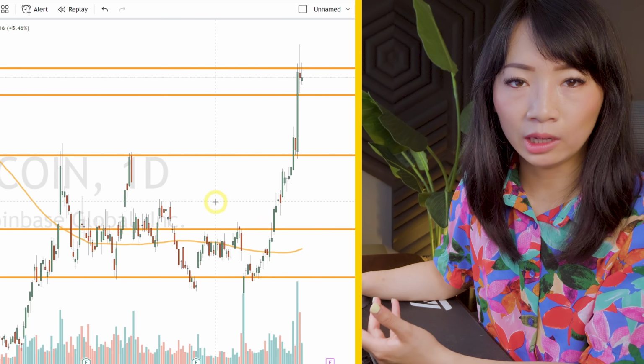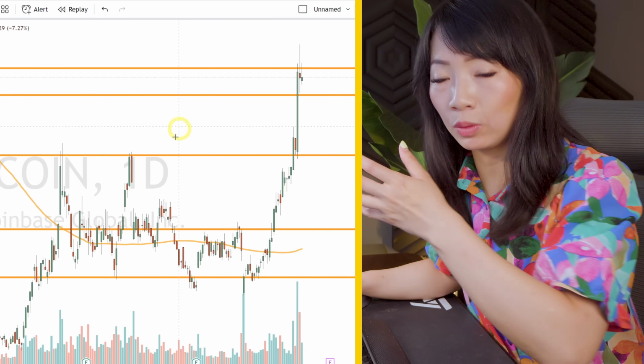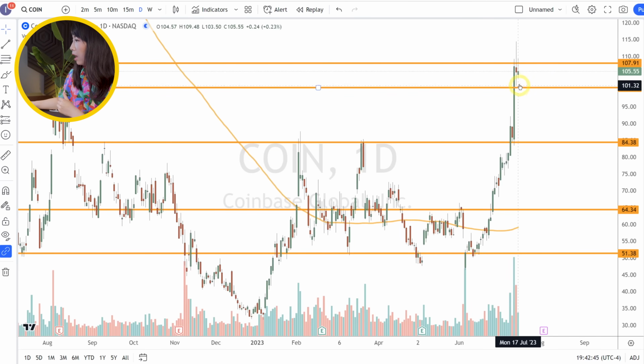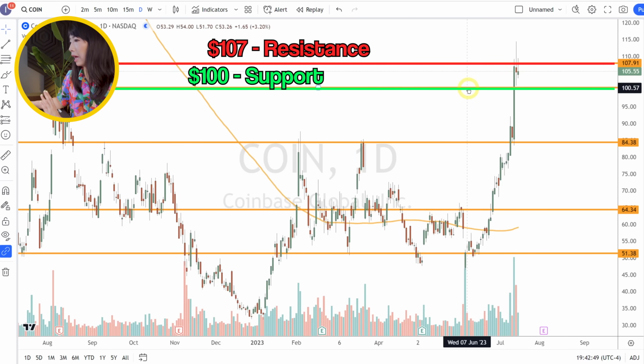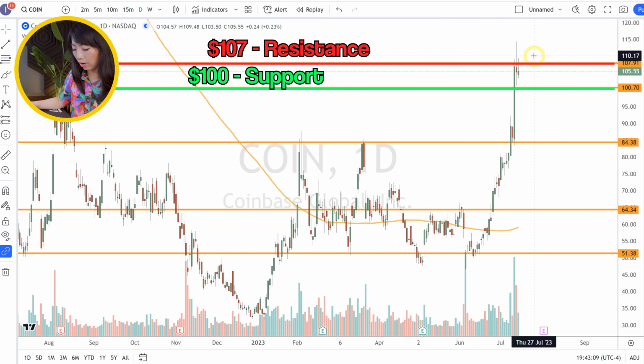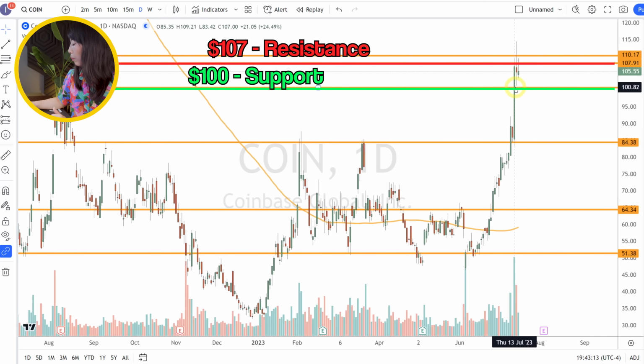So if I was day trading the stock or short-term swing trading the stock based on the most recent performance, then the levels I'll be using will be that $100 support right here, as well as that 108, 110s resistance. 108 and 110s from this recent resistance area right here, and the support around $100 once again.